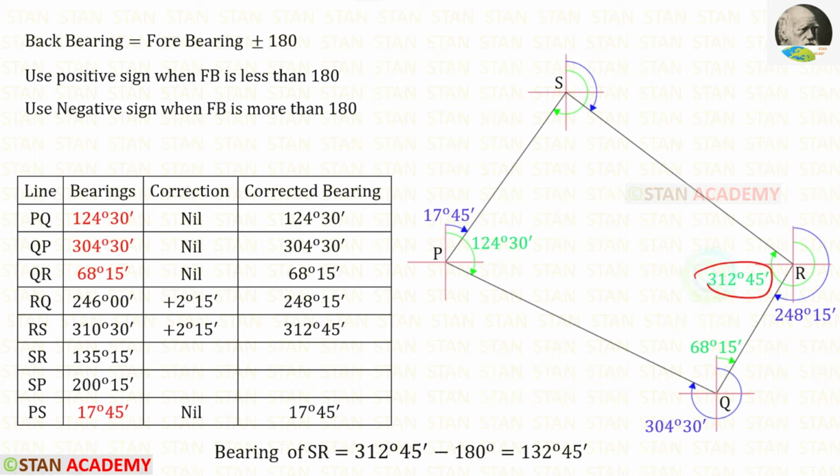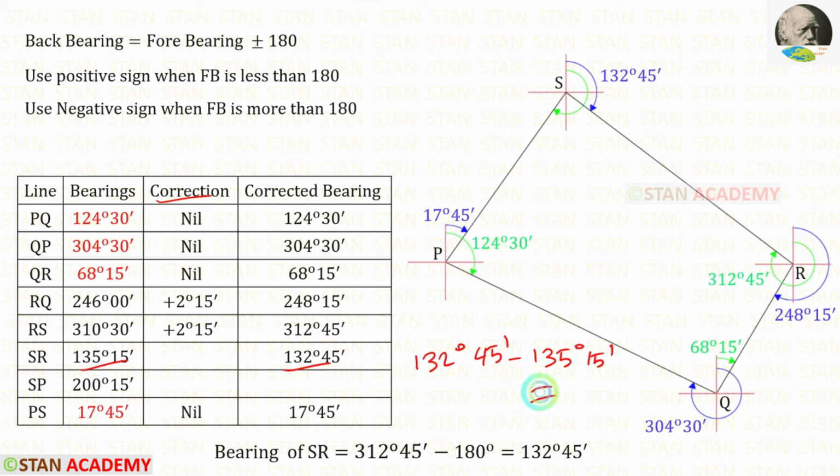Since this is more than 180 degree, we have to use the negative sign. After adding these two, we will get 132 degree 45 minutes. Let us enter that. Now let us find the correction. 132 degree 45 minutes minus 135 degree 15 minutes, we will get minus 2 degree 30 minutes.